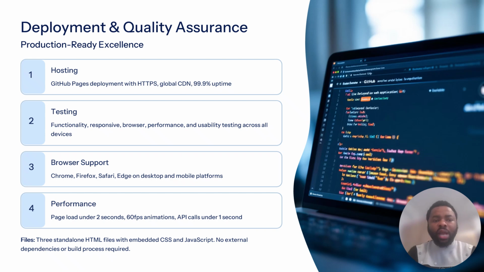On this slide, I would like to talk about the deployment and the quality assurance of this web page. After the page has been built, production ready excellence. It shows that this web page has been hosted. So you realize that it is hosted because it has a GitHub Pages deployment with HTTPS, a global CDN, and 99.9% uptime. So it means that it has been hosted and deployed from GitHub.